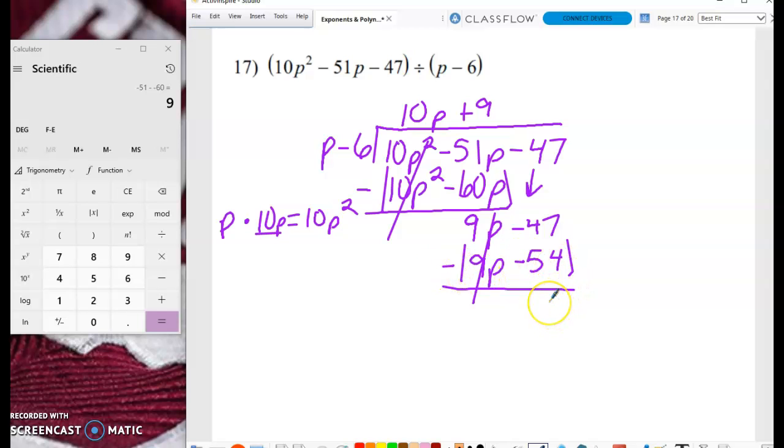Okay? So think of the same thing as adding a positive 54. See, even I'm going blank at the moment, so we're going to do negative 47 minus negative 54. And we get 7. Like even I was blanking, so use it if you need to, but try to do it on your own. So we have a remainder of 7. So my answer is going to be 10p plus 9 plus 7 over p minus 6. You have to put your remainder over your divisor.